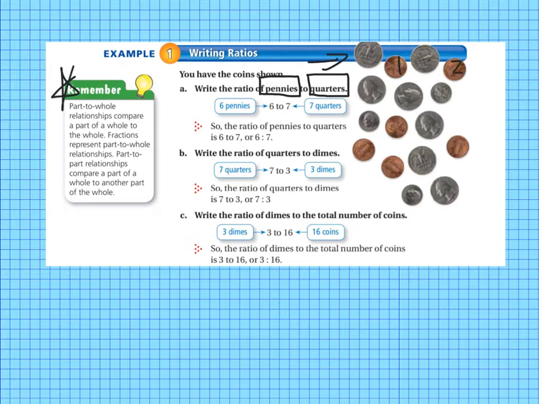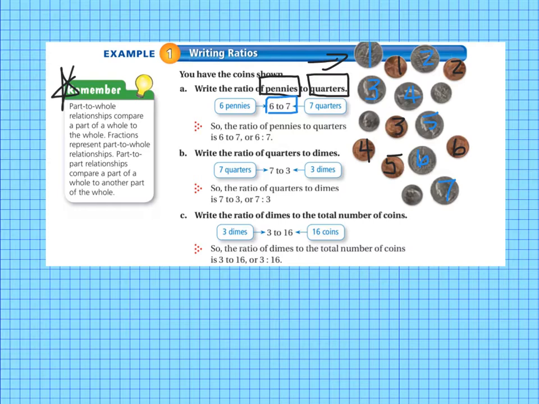1, 2, 3, 4, 5, 6 pennies, and then we want to count the quarters, and there are 1, 2, 3, 4, 5, 6, 7 quarters. So we have 6 to 7 pennies to quarters. So the ratio of pennies to quarters is 6 to 7, or 6:7, which you just say as 6 to 7 as well.